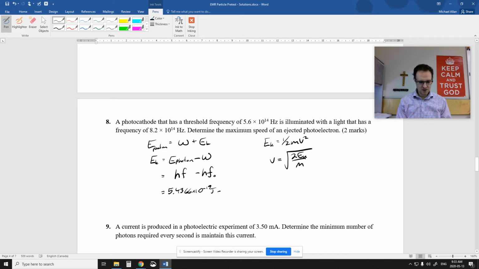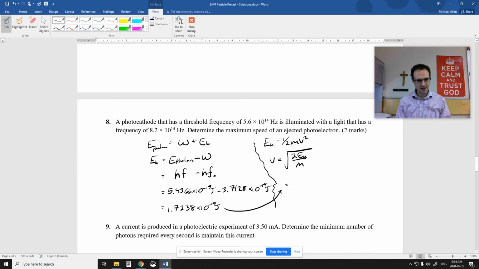The energy of the work function is 3.7128 times 10 to the negative 19 joules. I'm going to subtract these two numbers, and I get 1.7238 times 10 to the negative 19 joules. Okay, then what I'm going to do, I'm going to take that and put it over here.